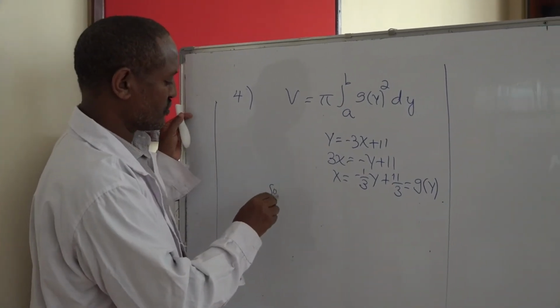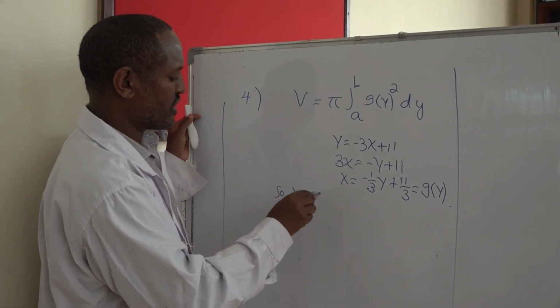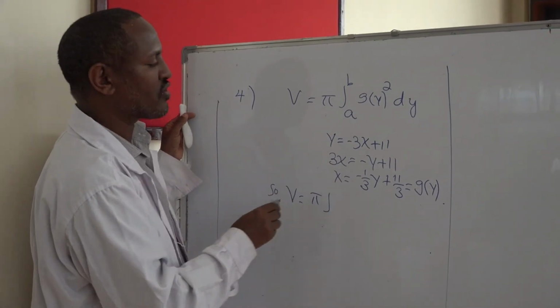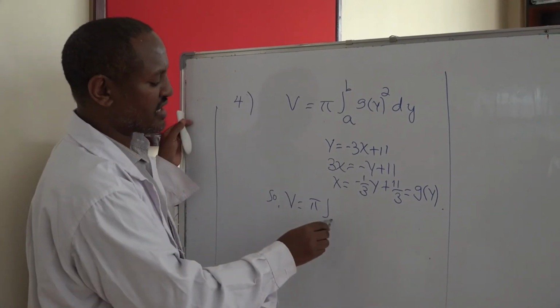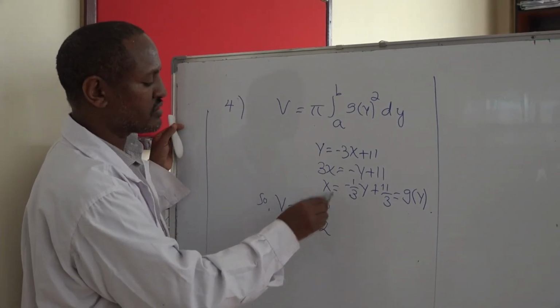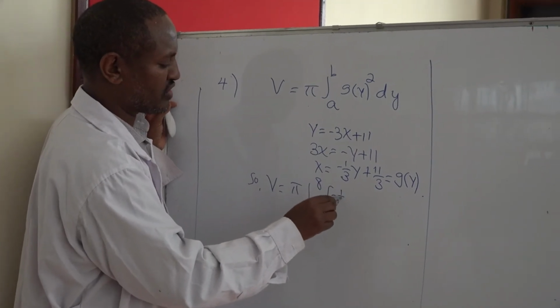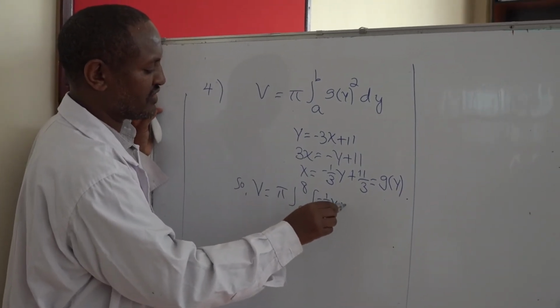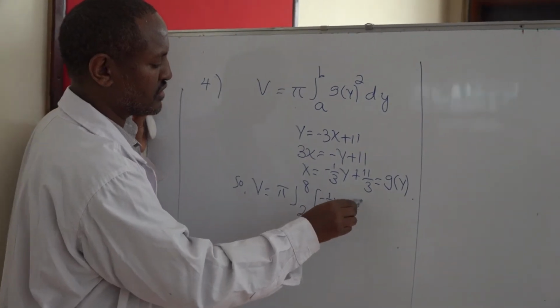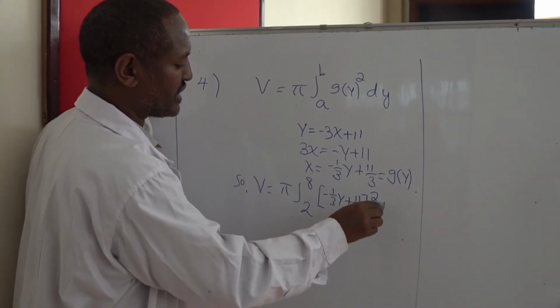So volume of revolution will be pi integral from a to b. A and b are given to be 2 and 8. Now g of y is minus 1 over 3 y plus 11 over 3, the whole square, dy.